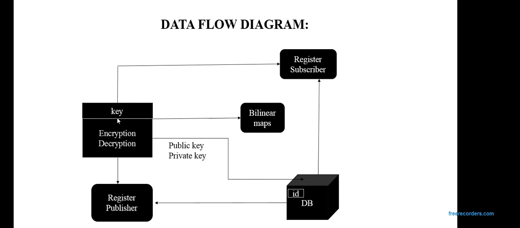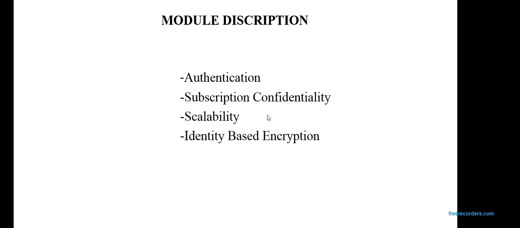Here the keys are mainly used for encryption and decryption: the public key is used for encryption, and the private key is used for decryption, which is stored in the database. And this is for the new registration of a subscriber, and this is for the new registration of a publisher. To match the public and private key, we use a bilinear map here.